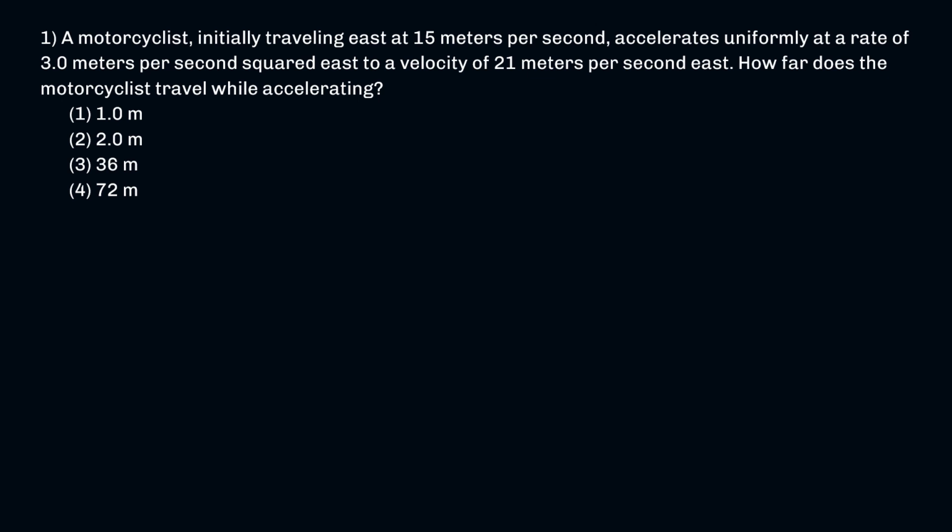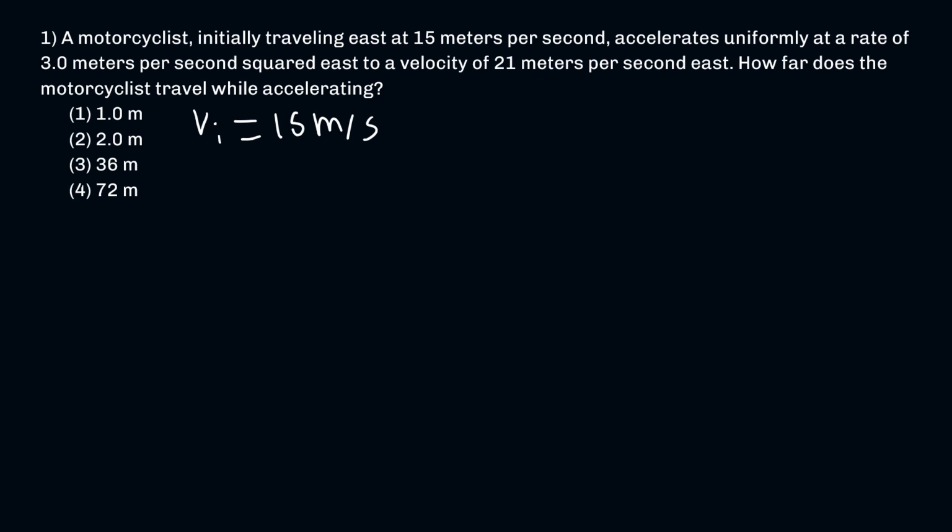So my initial velocity, it says initially, so I have here that VI is going to be equal to 15 meters per second, and it says it's to the east, so that's going to be a positive velocity. Then I'm told that I accelerate uniformly at a rate of 3 meters per second squared. So I have my acceleration there.